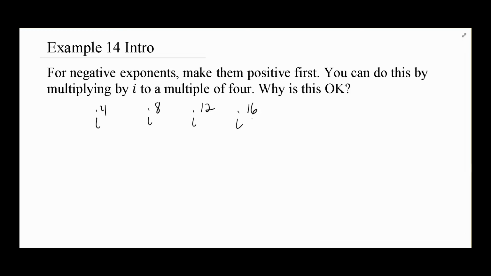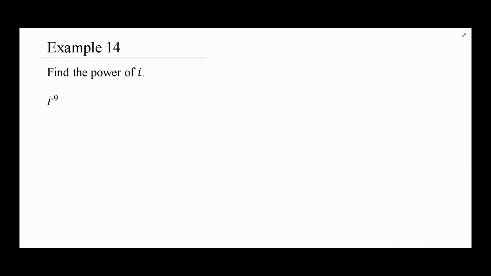And why is it okay to multiply by any of those values? Because i to the fourth is 1, i to the 8th is 1, i to the 12th is 1, i to the 16th is 1. And multiplying by 1 is always acceptable. So if I look at the example of i to the -9th power, and I want to rewrite this to simplify it, I could multiply by either i to the fourth, i to the 8th, i to the 12th, i to the 16th. Remember that when you have i to a power times i to a power, just like x to a power times x to a power, you add the powers.